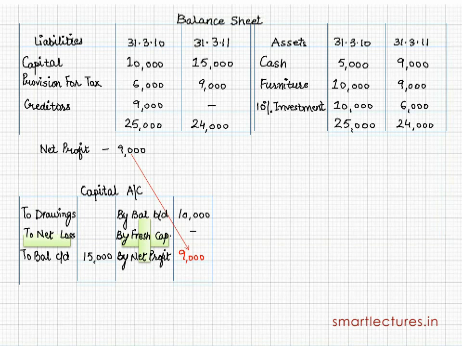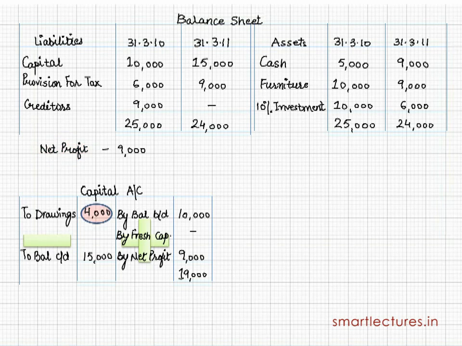9,000. So on credit side, the total is 19,000, and on debit side, it is only 15,000. Now the question is, one item is missing on debit side. Either it should be net loss or it should be drawings. It cannot be net loss because the firm has made profit. Then what is it? It is drawings. So one thing we have found is that there were drawings of rupees 4,000 in this firm during this year.